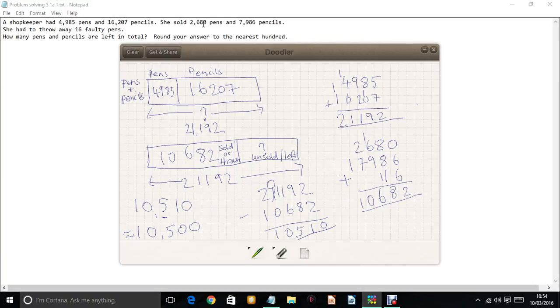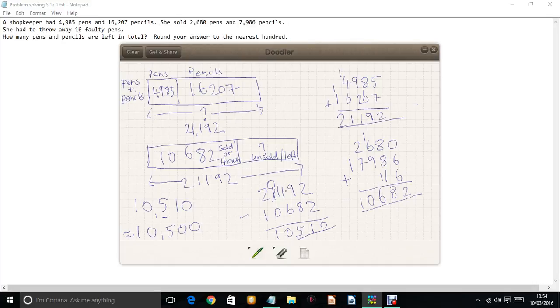2,680, that's from here. 7,986, and this is 16. Ignore this bit, this is just me carrying from when I've done the addition. So I added these together and I got to 10,682. And this is the bit that I need to figure out. So hopefully you can see I need to take 10,682 away from 21,192 to calculate this bit.